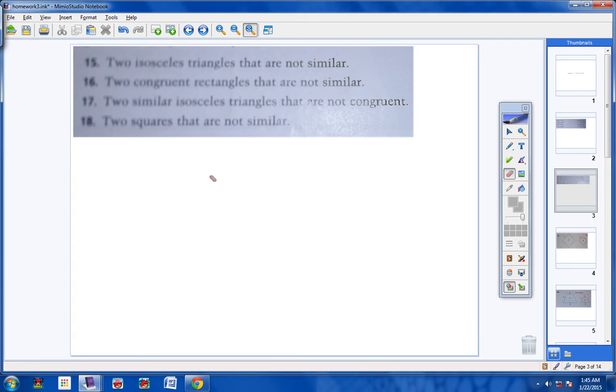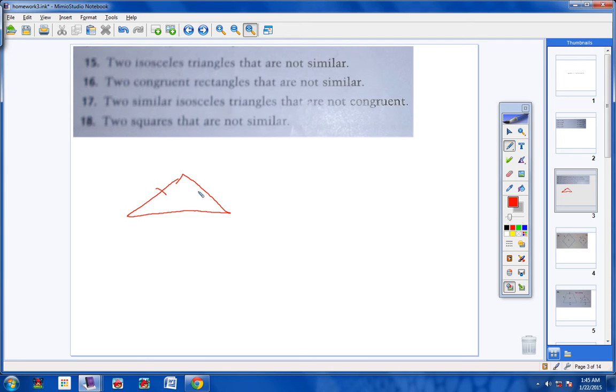15 through 18. Now the directions say to sketch the indicated polygon if possible. If not possible, explain why. Okay. Two isosceles triangles that are not similar. Sure, guys, it's a piece of cake. Remember. In order for polygons to be similar, they must have congruent angles. So draw an isosceles triangle that looks like this.